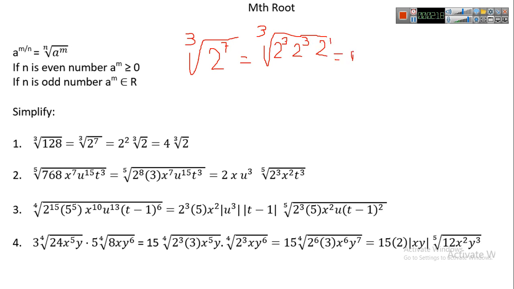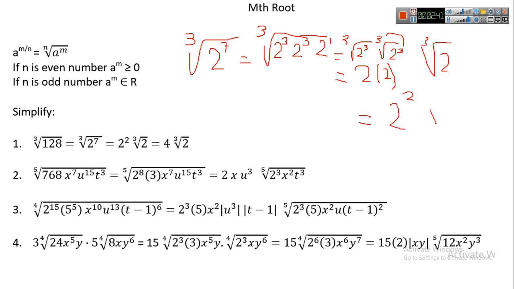So you can split it: cubic root of 2 cube, cubic root of 2 cube, and cubic root of 2. By definition, 3 over 3 is 1, so 2. Here 3 over 3 is 1, so 2. And you're going to get 2 squared times the cubic root of 2.